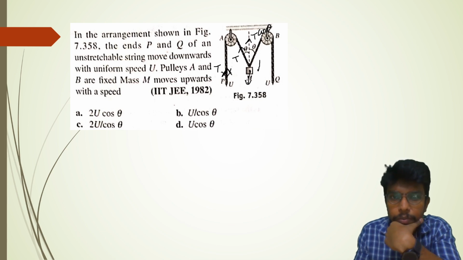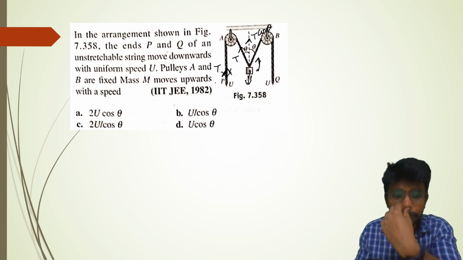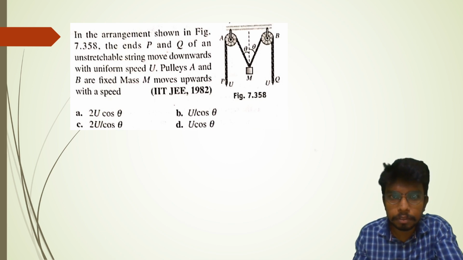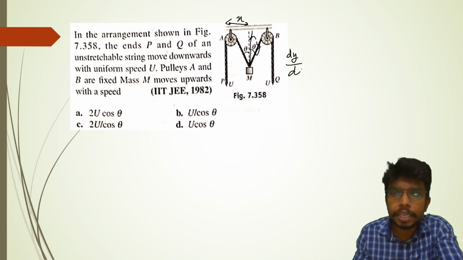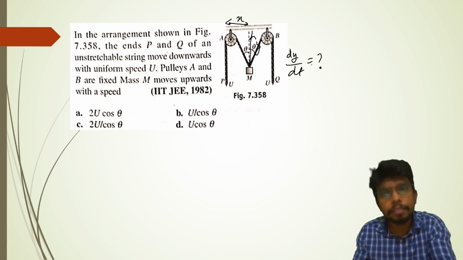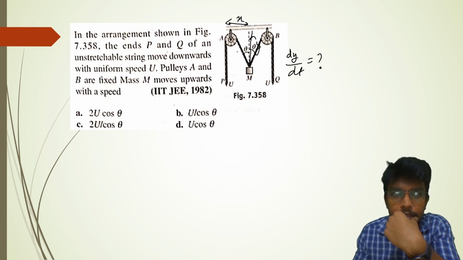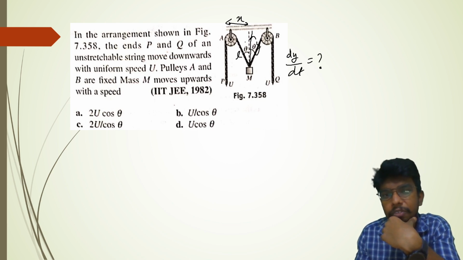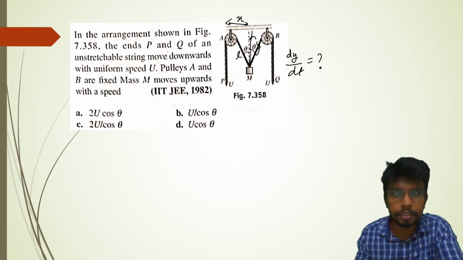We need to find out with what speed it is moving up. So what are we going to do? Let's consider this distance to be some x and this distance to be some y. So basically we need to find out dy by dt, that means with what rate y is decreasing. And let's assume this to be some L. You can apply the Pythagoras theorem. If you write it this way, it will be x square plus y square equals nothing but L square.